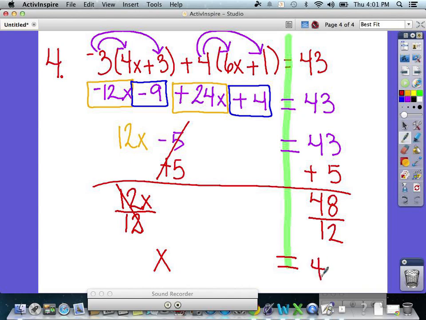Your answer here is x equals 4. If you notice, my equal signs are lined up just to make sure I keep everything on the right side. I did use a lot of color, so I do allow color pencils in my class.